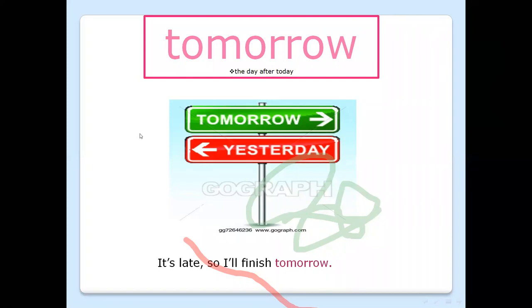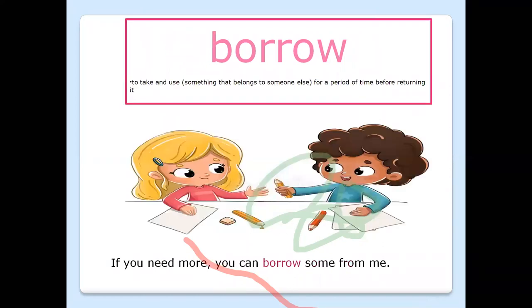Tomorrow. Here we have double consonant R. Why? Because we have vowel, consonant, consonant, vowel. Tomorrow means the day after today. It's late, so I will finish tomorrow.